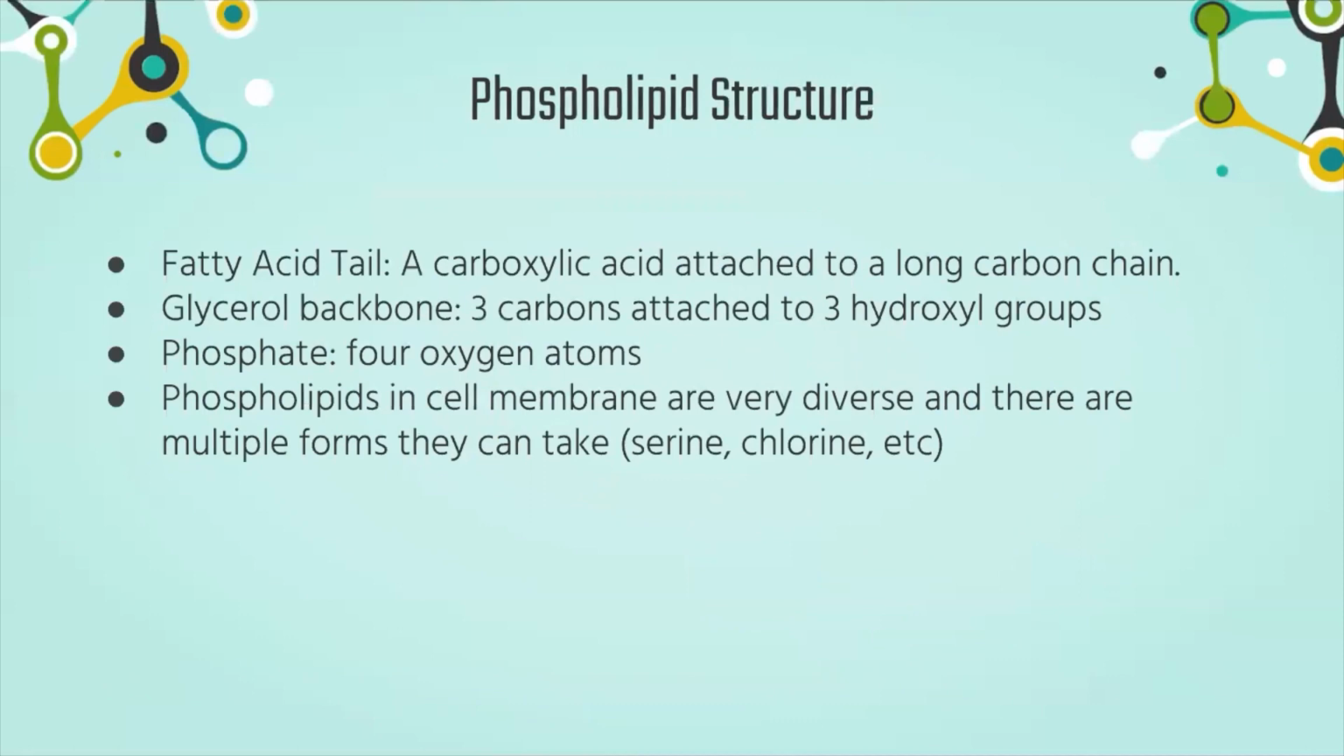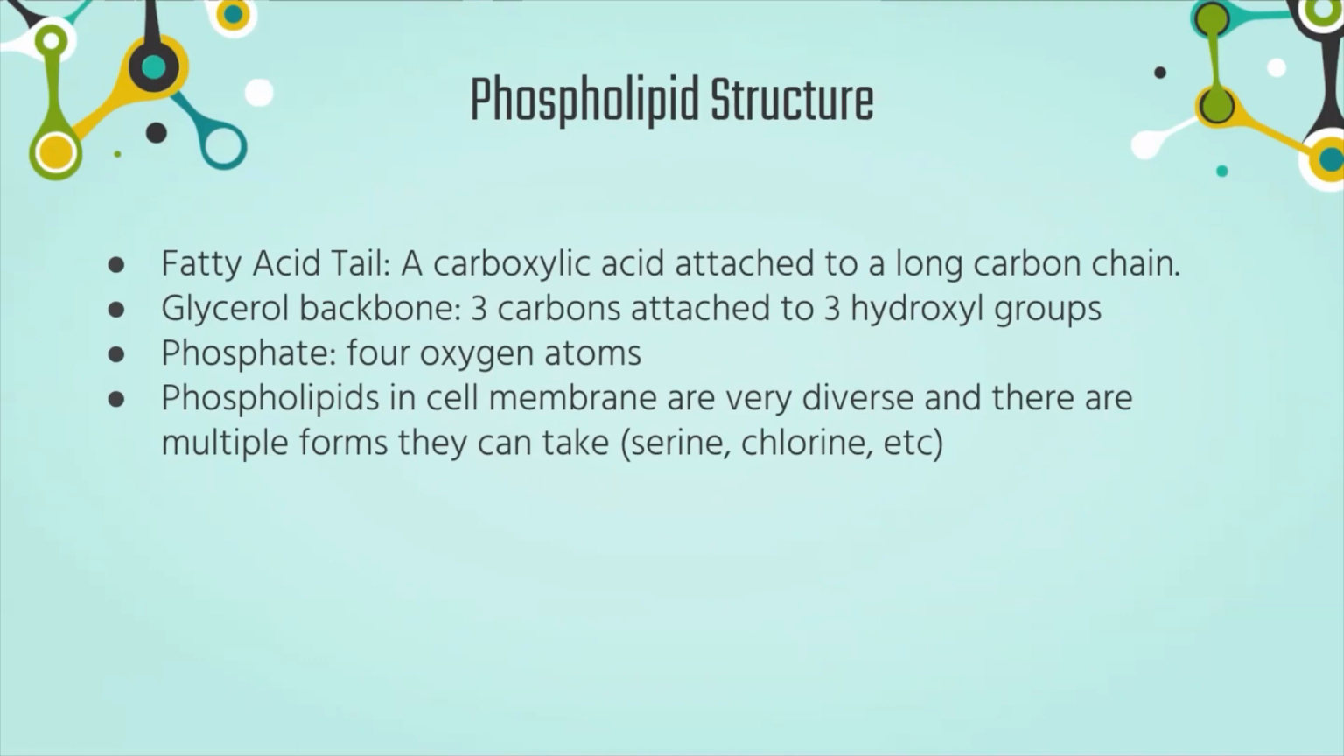Going into more detail about the structure, the fatty acid tail is a carboxylic acid attached to a long carbon chain. There's two of them attached to the head, like mentioned previously. The carboxylic acid has a double bonded O and a hydroxyl group attached to the carbon.